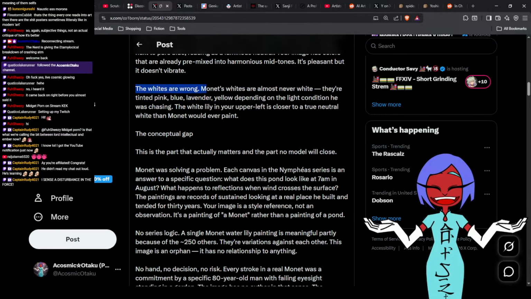Let's see. The whites are wrong. Monet's whites are almost never white. They're tinted pink, blue, lavender. Well, I can't see pink either, so... yellow, depending on the light conditions he was chasing. The white lily in your upper left is closer to a true neutral than Monet would ever paint.